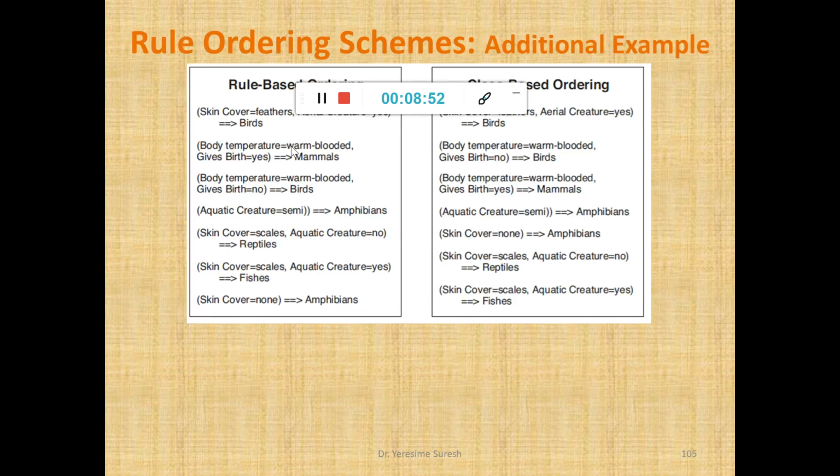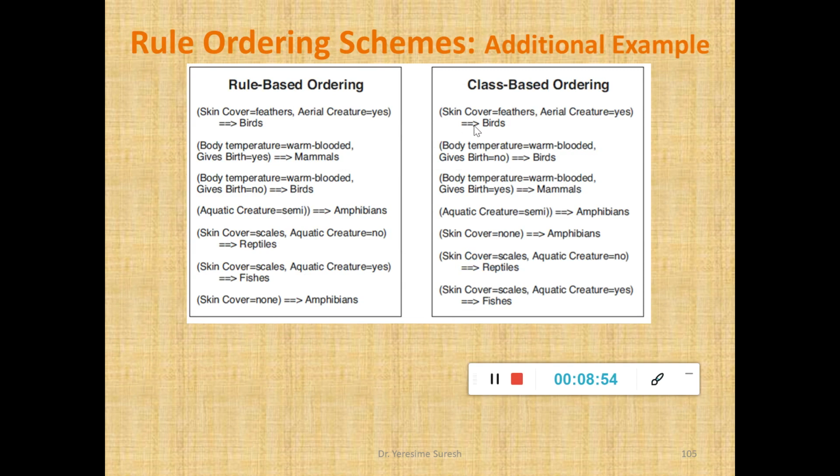Now we have one more example here for rule based ordering as well as class based ordering with respect to the vertebrate data set that we discussed in the very beginning class of your module 4 classification. Fine. So according to their rule coverage and accuracy, here you can see the class label is bird, and it is group 1. Mammal is only one instance, so I have written it separately. Again, amphibians appear twice, so I have written them as one group. Here reptiles and fish are only single instances, so I have separated them.